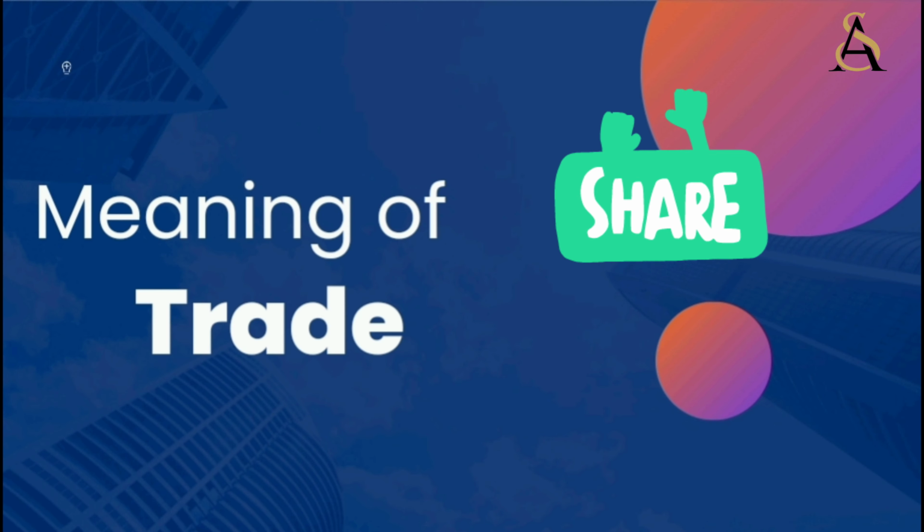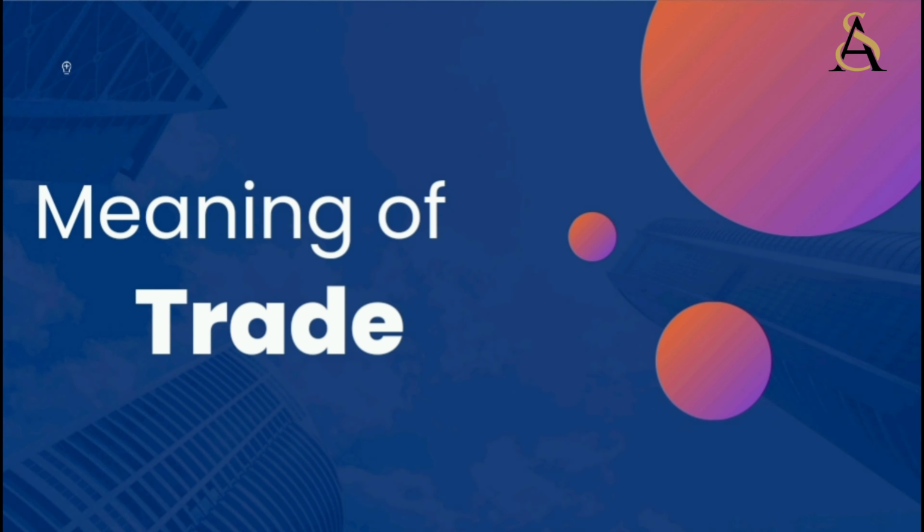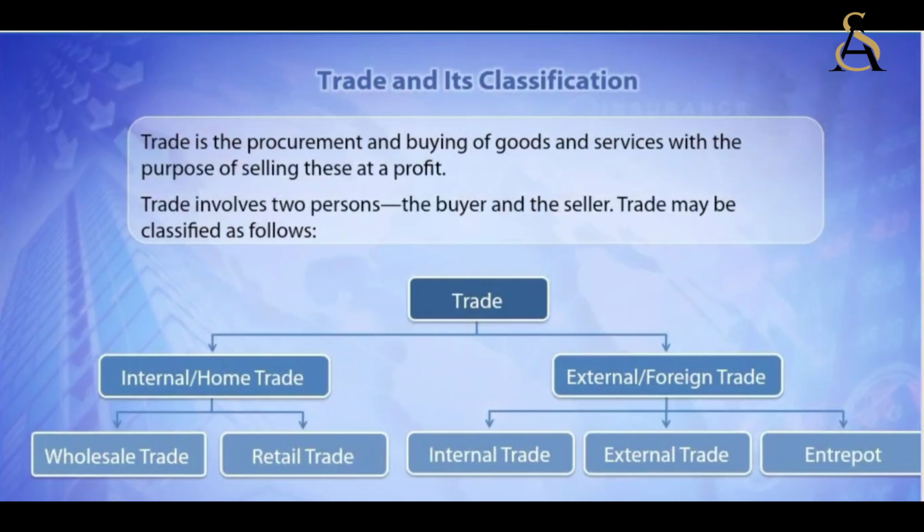Next is meaning of trade. Trade means procurement and buying of goods and services with the purpose of selling these at a profit. It means, in simple words, एक जगह से खरीदो, उस पर कुछ प्रॉफिट रखो और उसको दूसरी जगह पे बेच दो. ट्रेड में दो लोगों का काम होता है.